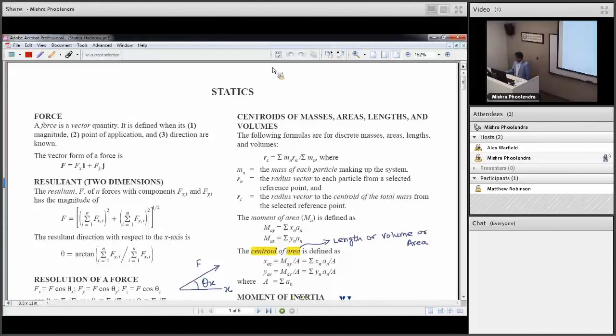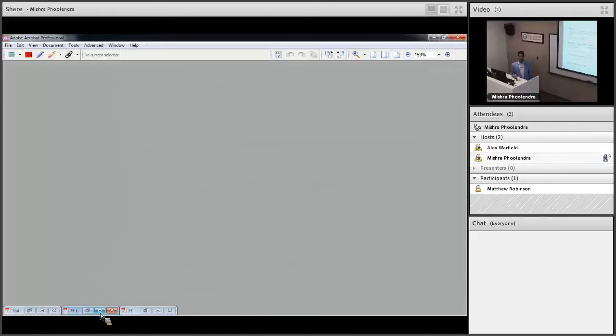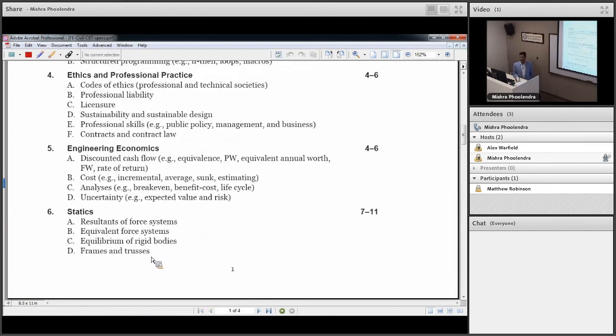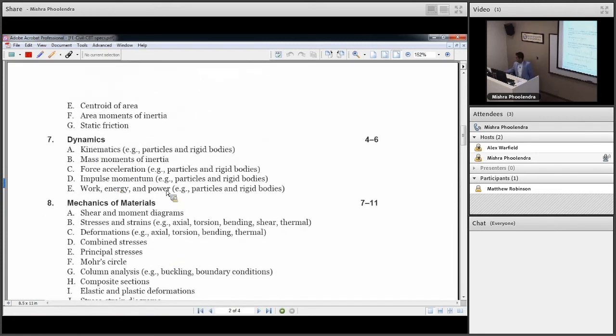So now let's start with the reference manual. We have a statics section. Statics is a common section between many engineering fields, including mechanical for sure. When that is the case, you have to be a little careful because it's a general topic. You don't have to cover everything. For civil engineering, what we need is the resultant of a force system, equivalent force systems, equilibrium of the rigid body, frames and trusses, centroid, moment of inertia, and static friction. That's about it, nothing beyond.